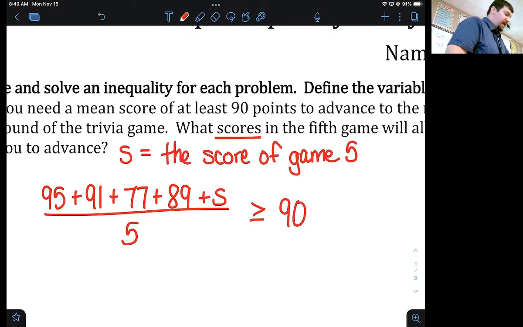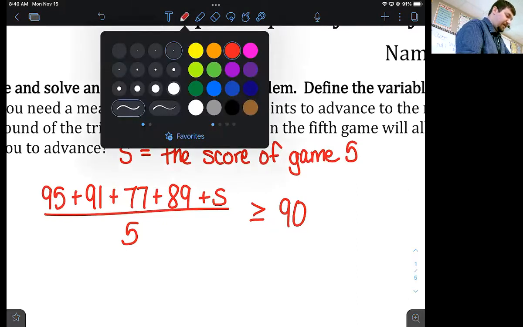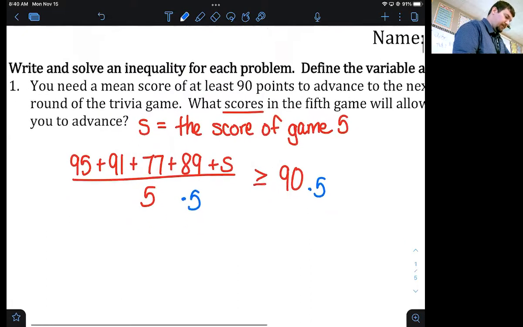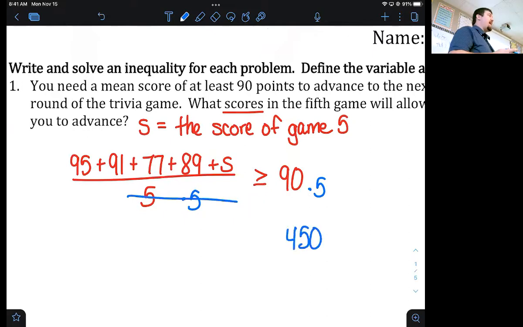All right, Ashlyn, what's the opposite? Oh, sorry, how do I clear the big fat fraction? Times it by the denominator, is that what you said? Good, by 5. Ashlyn, what's 90 times 5? 450 is right. Okay, so here's what that means. If we're going to get an average of 90 for all 5 games, we need to get a total of 450. That would give us that average. So a total of 450.